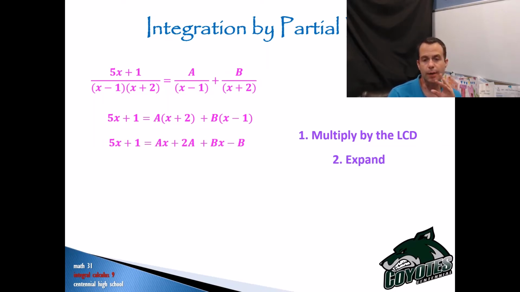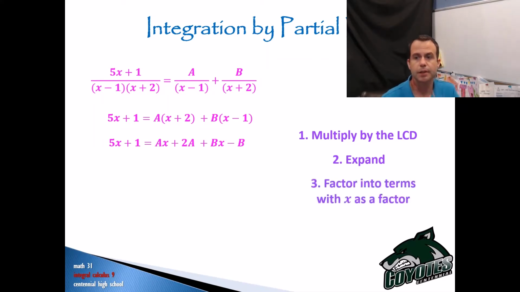Okay, now I'm going to just group the x's together and the non-x's together. Okay, that way I'll be able to factor out an x from the ax plus the bx. Okay, so what I've done here is I grouped my ax plus bx together and I factored out the x.